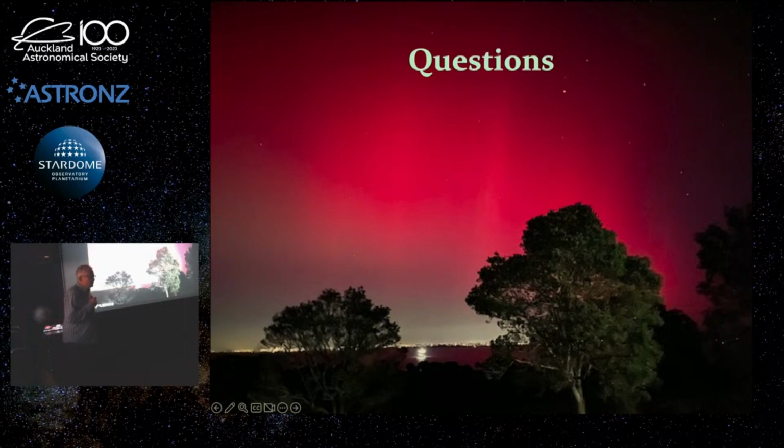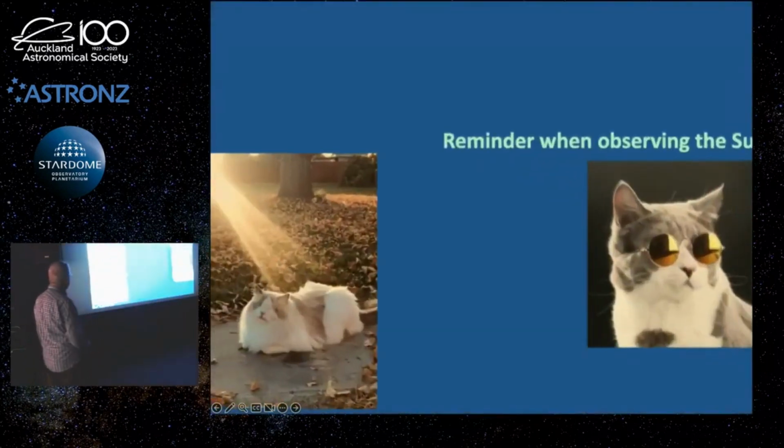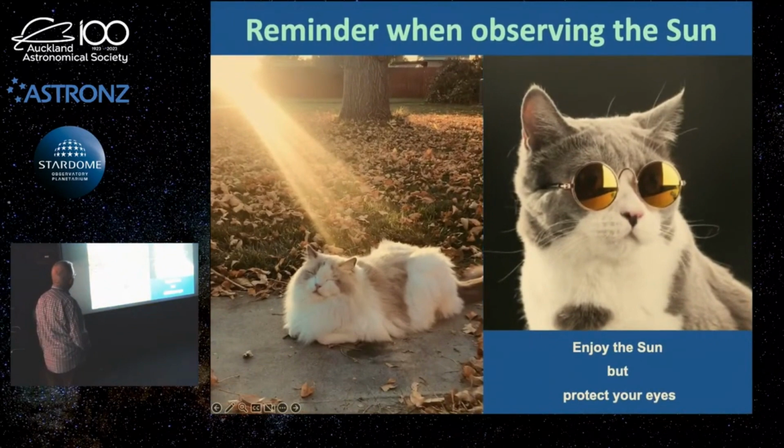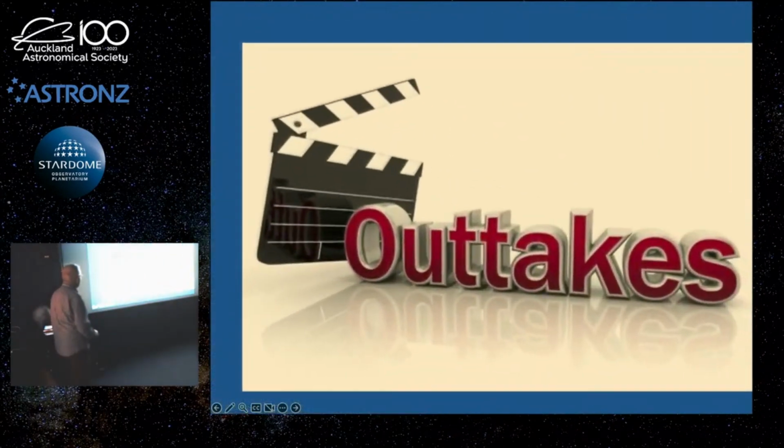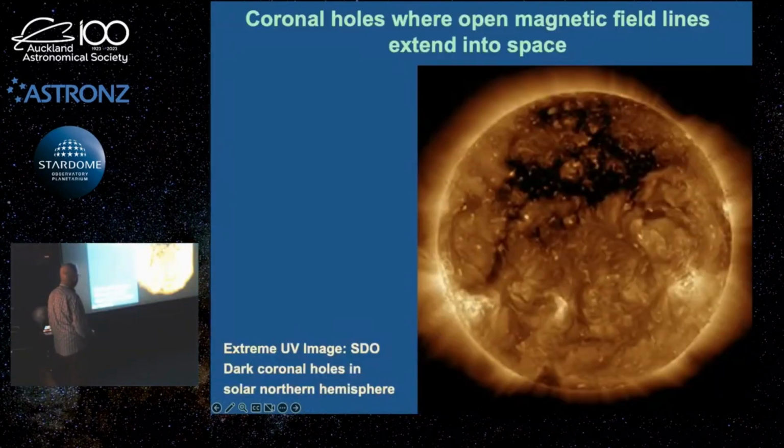How does the sun reset itself? You've talked about how it gets twisted and distorted. And why the cycles? I thought that was a good question, so I've prepared some slides. Protect your eyes. So let's look at some of the outtakes. We've got a little bit of time. We've got time, haven't we, guys?